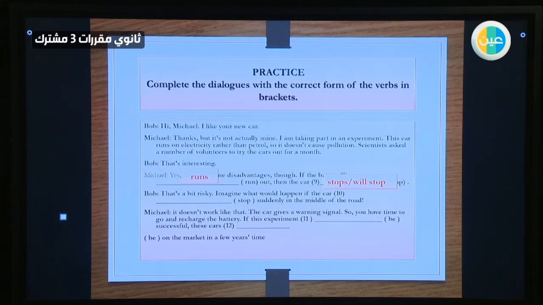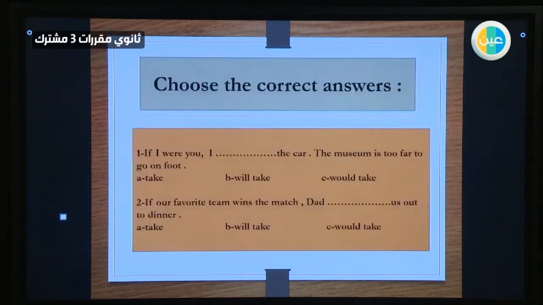If this experiment, you have if. So determine which one? Okay, if the experiment is, so the verb here will be in the present, singular. These cars will be on the market in a few years. So this is the first kind, which is number 1. Okay, so choose the correct answer.